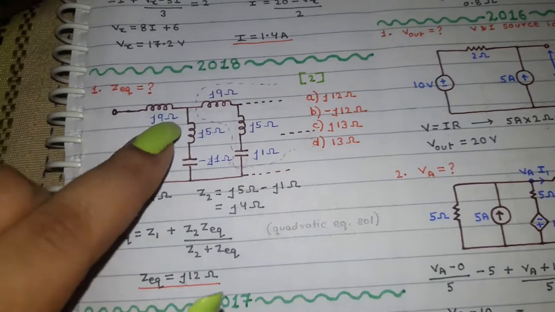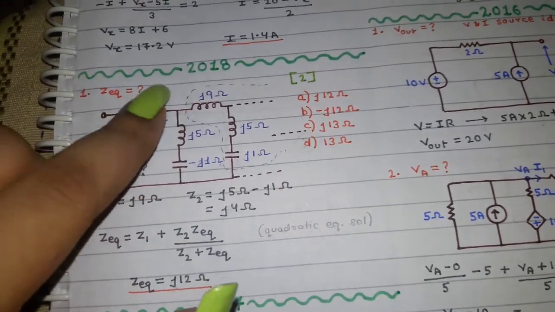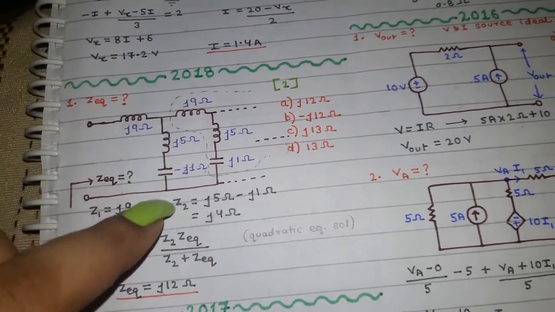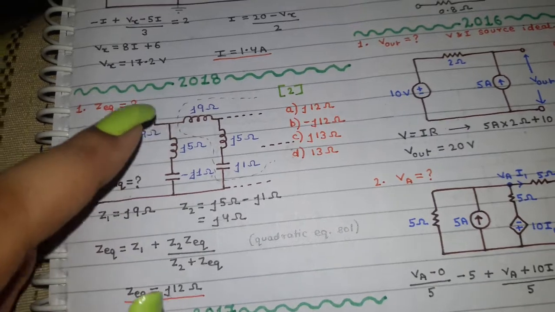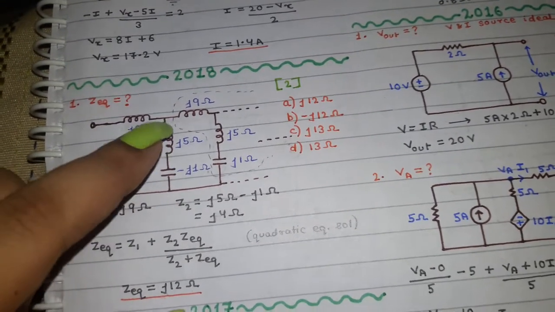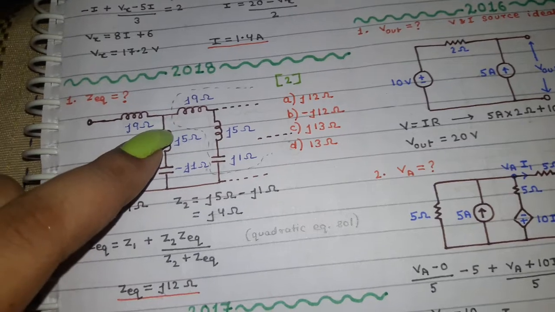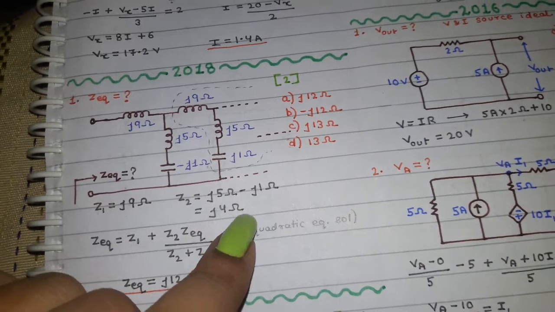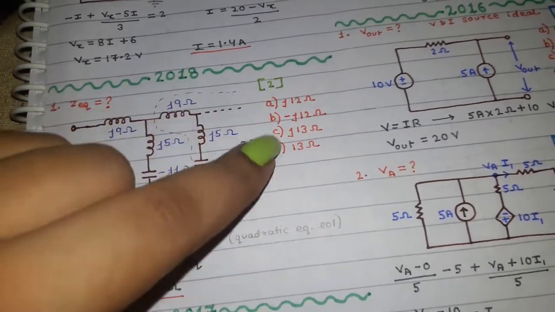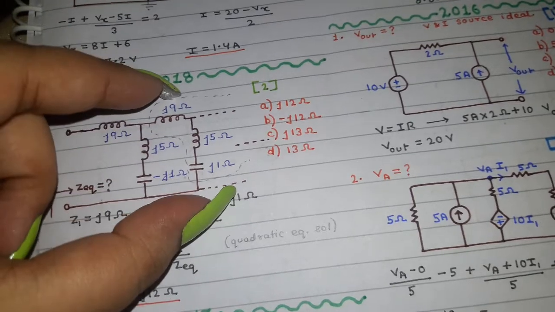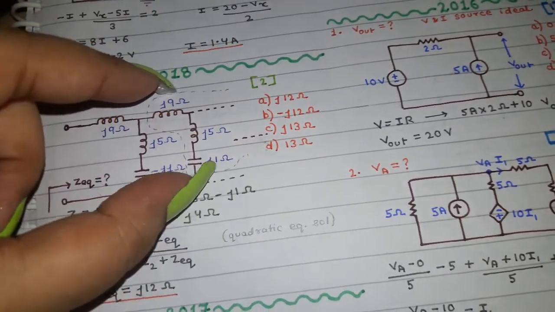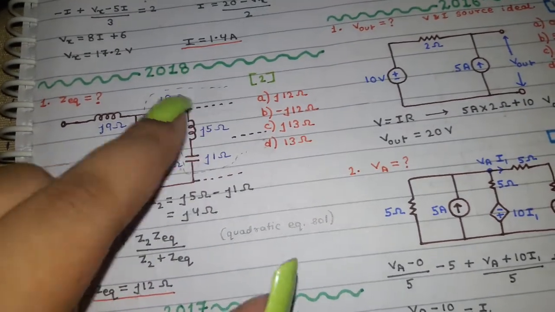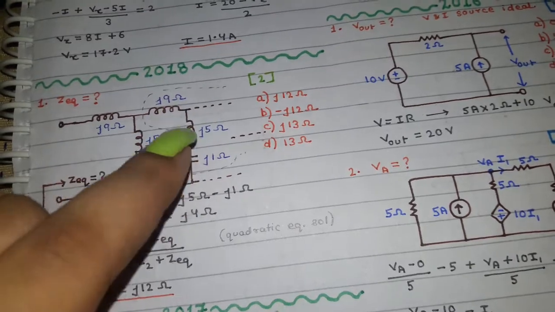Now what we are doing here is, first, let's suppose this is your Z1, 9 ohm. Then we assume this branch as your Z2. Since these two happen to be in series, we will add them. It will be 5 plus minus 1, so it will give you J4 ohm. Now this particular branch over here keeps repeating, and hence we replace this entire ladder with one component as Zeq. You replace this entire repeating stuff by Z equivalent.